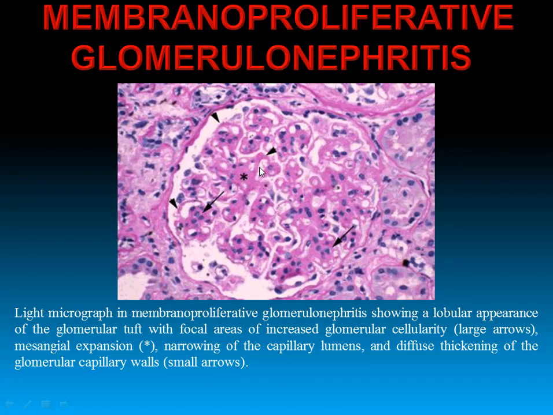And finally, narrowing of capillary lumens and diffuse thickening of glomerular capillary walls, which is indicated by small arrows. All these changes lead to damage to the filtration barrier of the glomerulus.